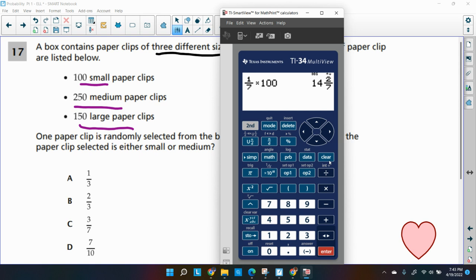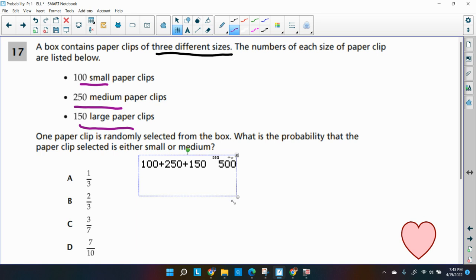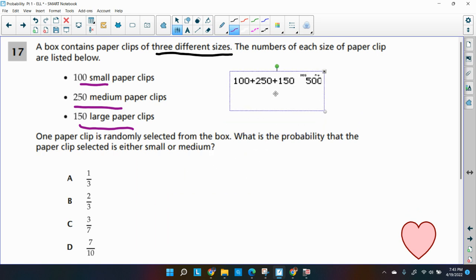I should add that up and see how many clips are in the box. So we got 100 plus we got 250 plus we got 150, and I believe that's 500 total paper clips. That's good to know because we're going to need that. That's going to be our denominator. So we have a total of 500. So one paper clip is going to be selected at random. That means they're not going to peek. They're just going to put their hand in the box and pull out one.